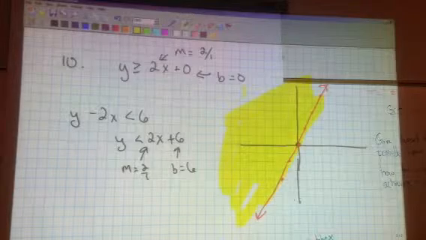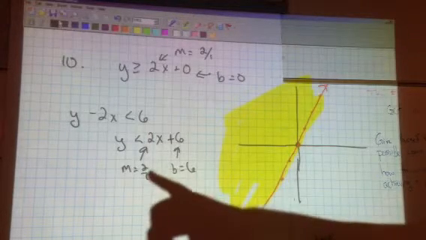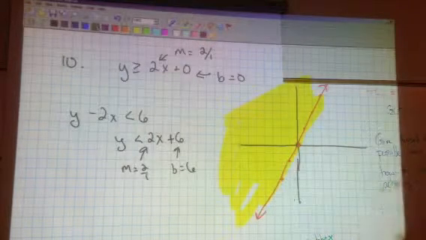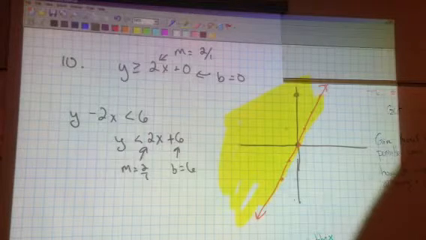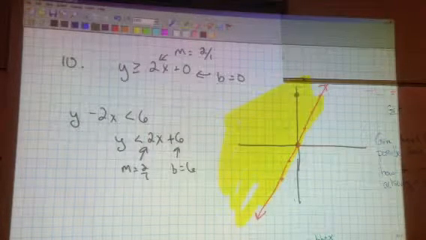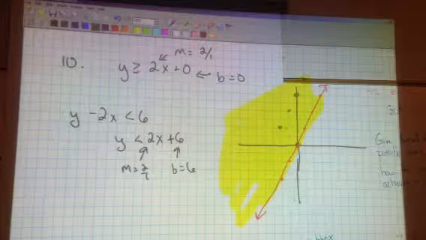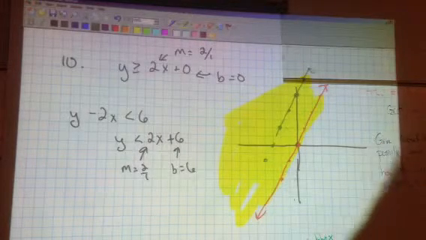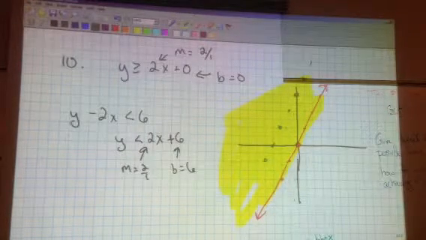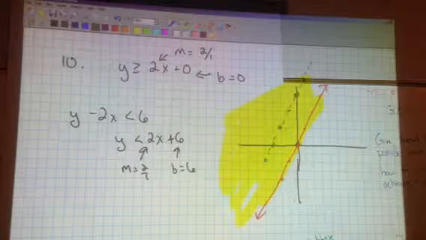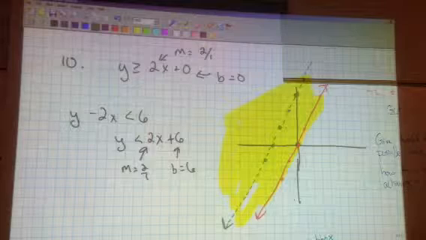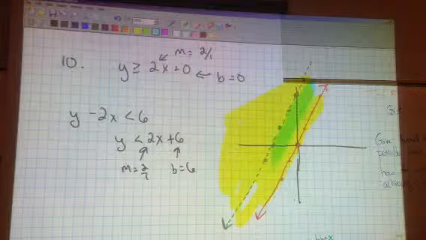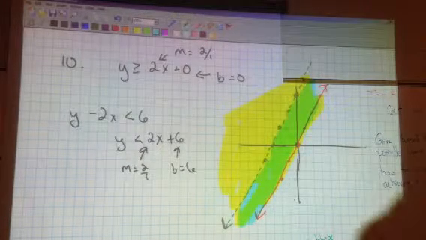That's the one inequality. Now let's graph my second inequality, where my y-intercept is positive 6. So up 2, 4, 6. And then a slope of up 2 over 1, or down 2, back 1, down 2, back 1. And that is not a solid line because it cannot equal y, so it's a dashed line. And then it's less than, so we're going to shade below. So it's going to go right there.